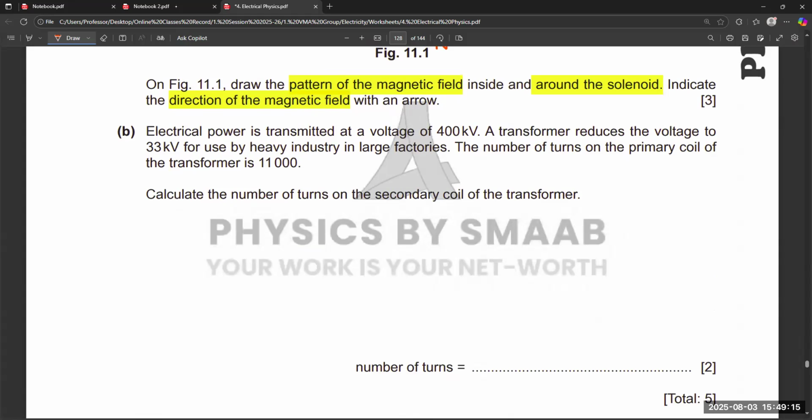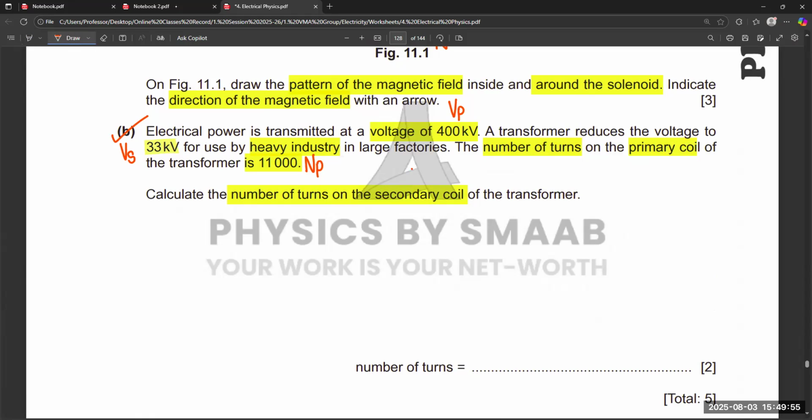And B part is electrical power is transmitted at a voltage of 400 kilovolt. A transformer reduces the voltage to 33 kilovolt for use by heavy industry in large factories. The number of turns on the primary coil of the transformer is 11,000. So basically, this is primary coil voltage and it reduces to 33. Then the number of turns in primary coil is 11,000. We have to calculate the number of turns on secondary coil.